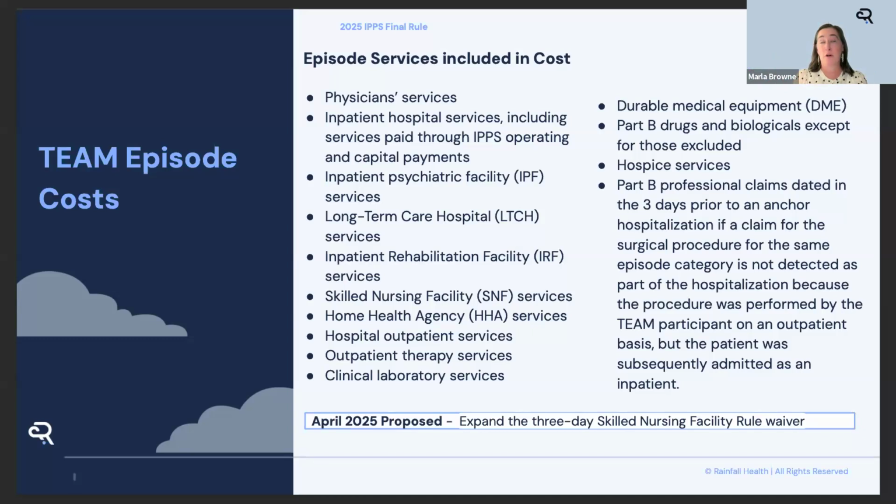One other thing they changed or proposed in the April is to expand the 3-day skilled nursing facility rule waiver, giving patients a wider choice of access to post-acute care. So that's something to keep an eye on as well.